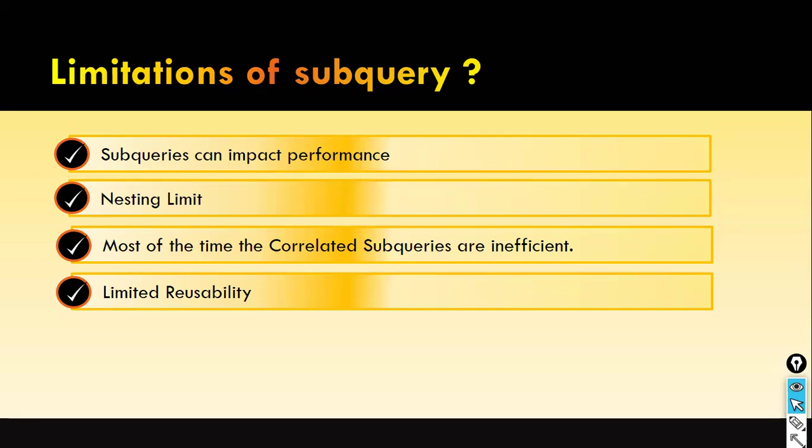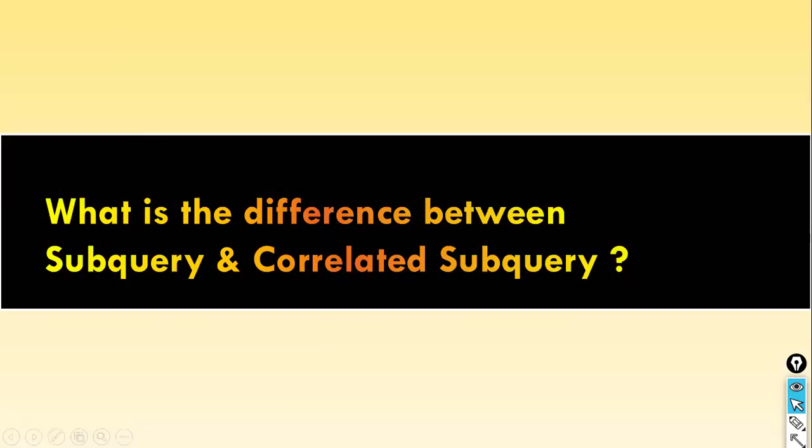Sometimes what you can do is use joins. Instead of using the subquery, you can use joins to overcome the complexity also. Now the interview question: what is the difference between a subquery and a correlated subquery? That means they are asking you the difference between a non-correlated subquery and a correlated subquery. The normal subquery, which is nothing but your non-correlated subquery, is executed only once, whereas the correlated subquery is executed multiple times, once for each row of your outer query.